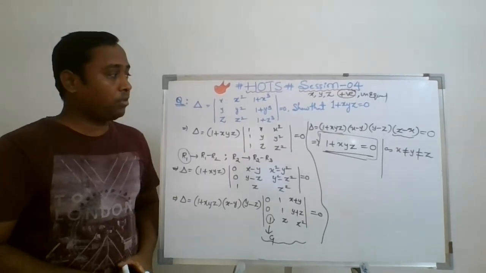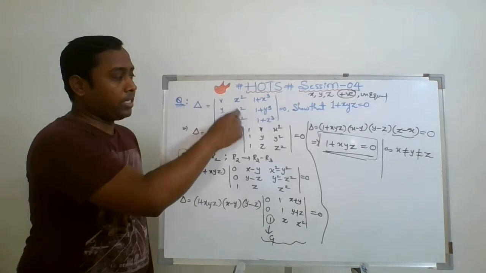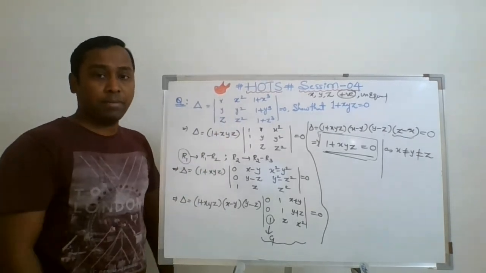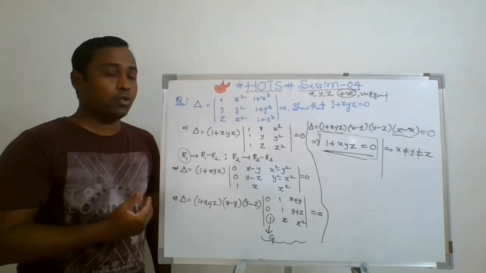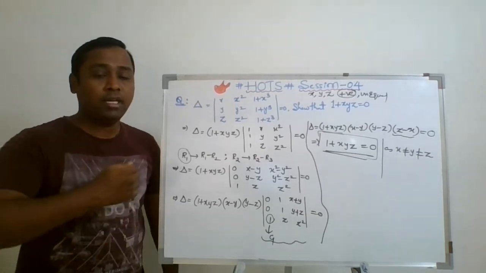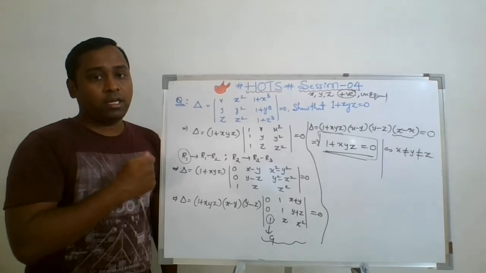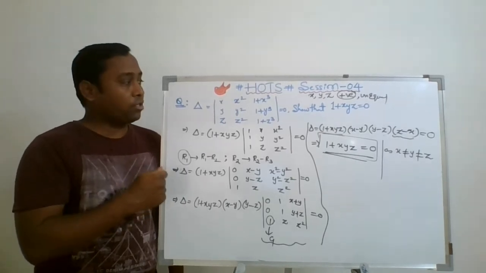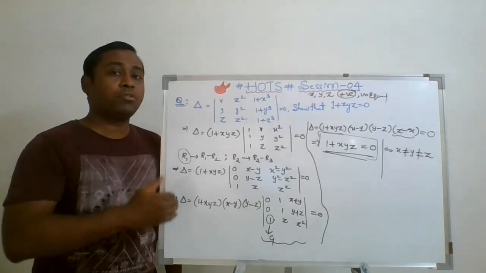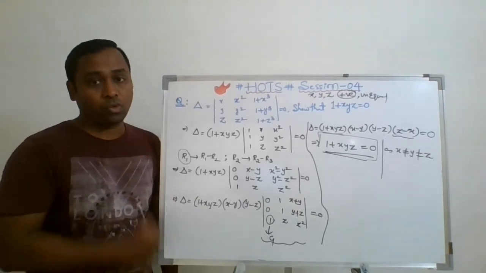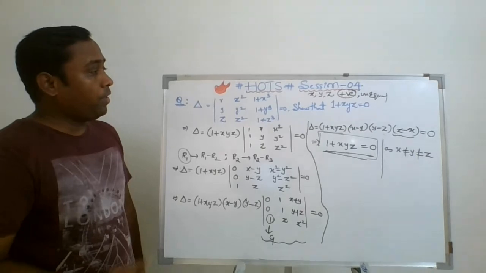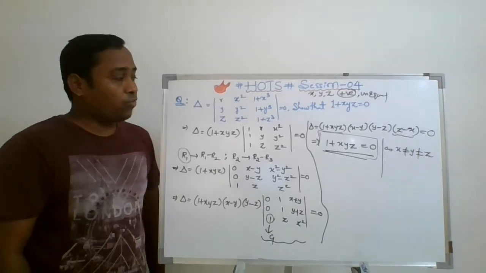How we started: we split the determinant into two smaller determinants. Then I took some common factors. As I told you, whenever you start with a question, always look at the row and column elements. If such factors are common, then please take them out first so that it becomes the simplest determinant to solve. Now we'll move to the next question, which is fully logical.